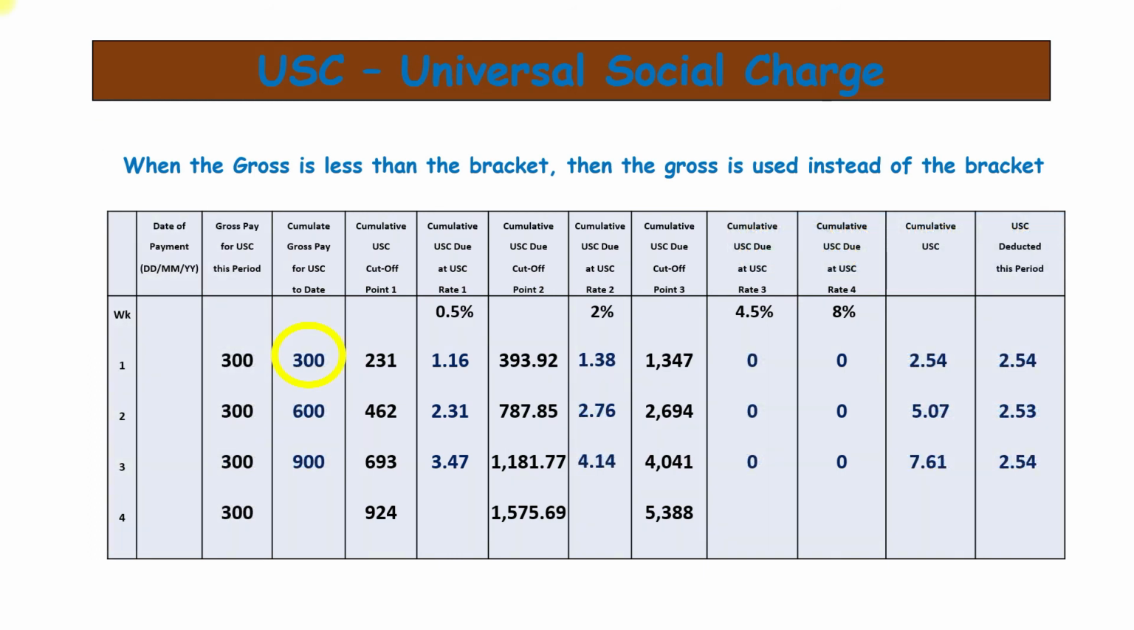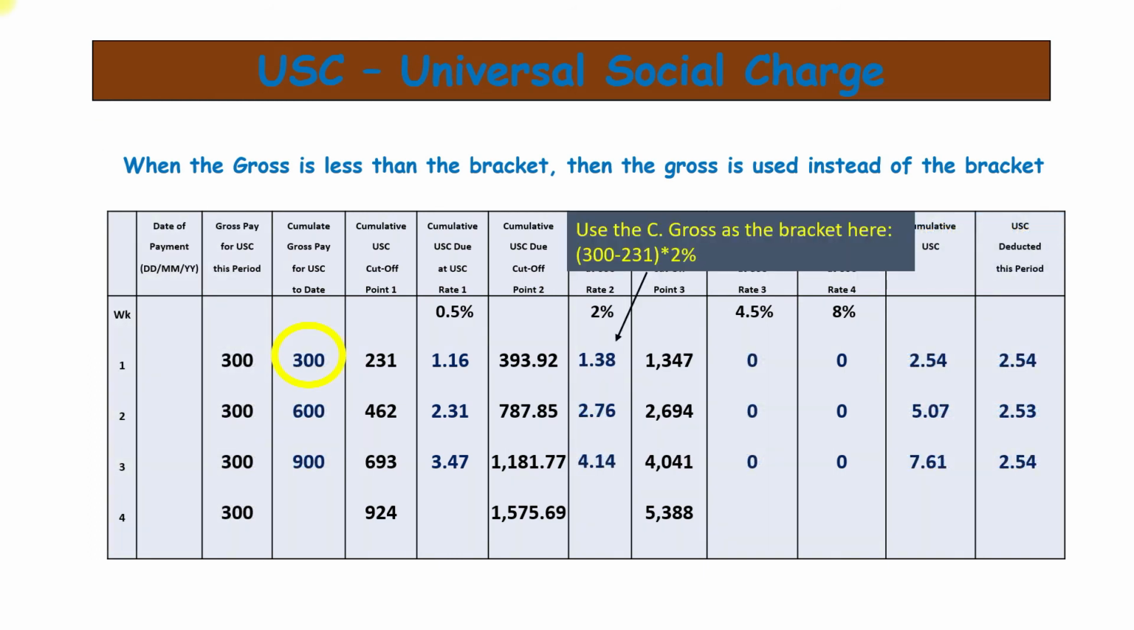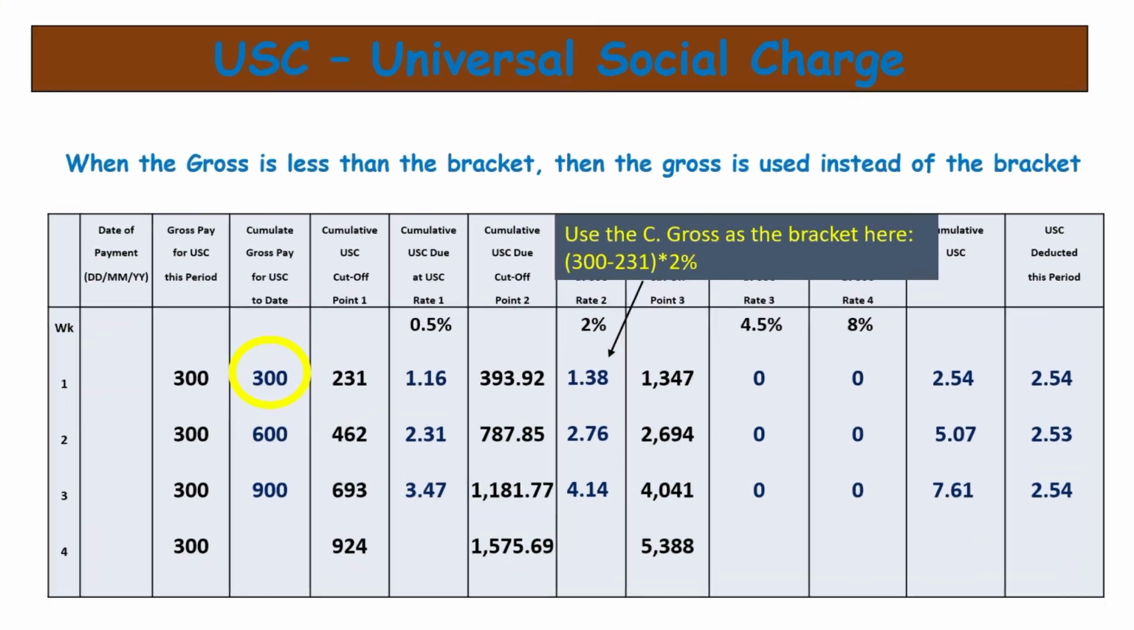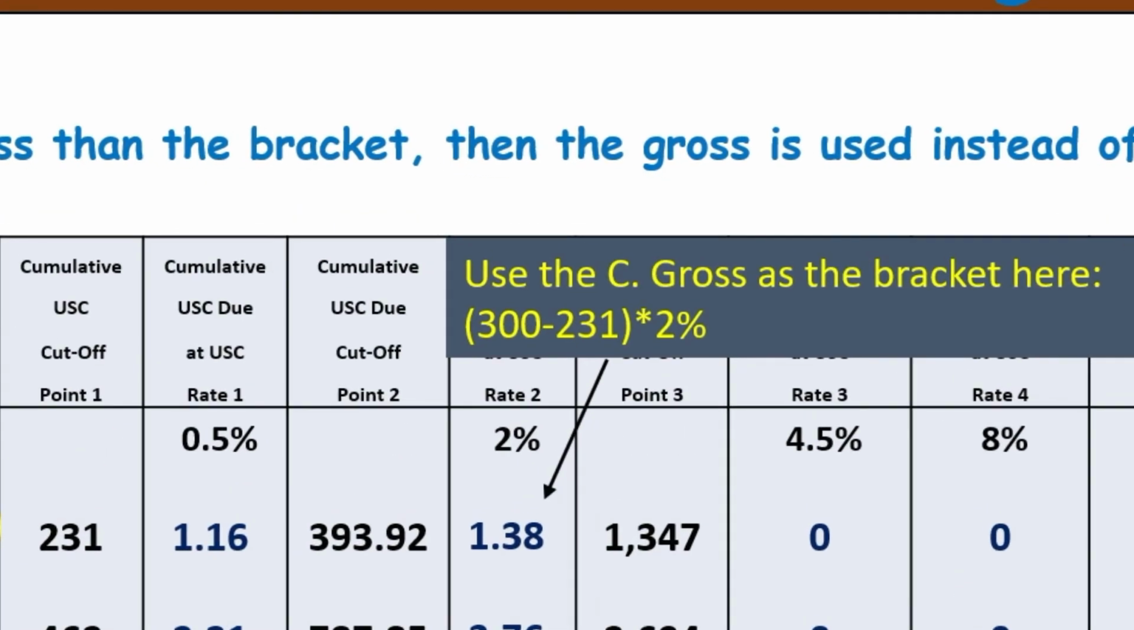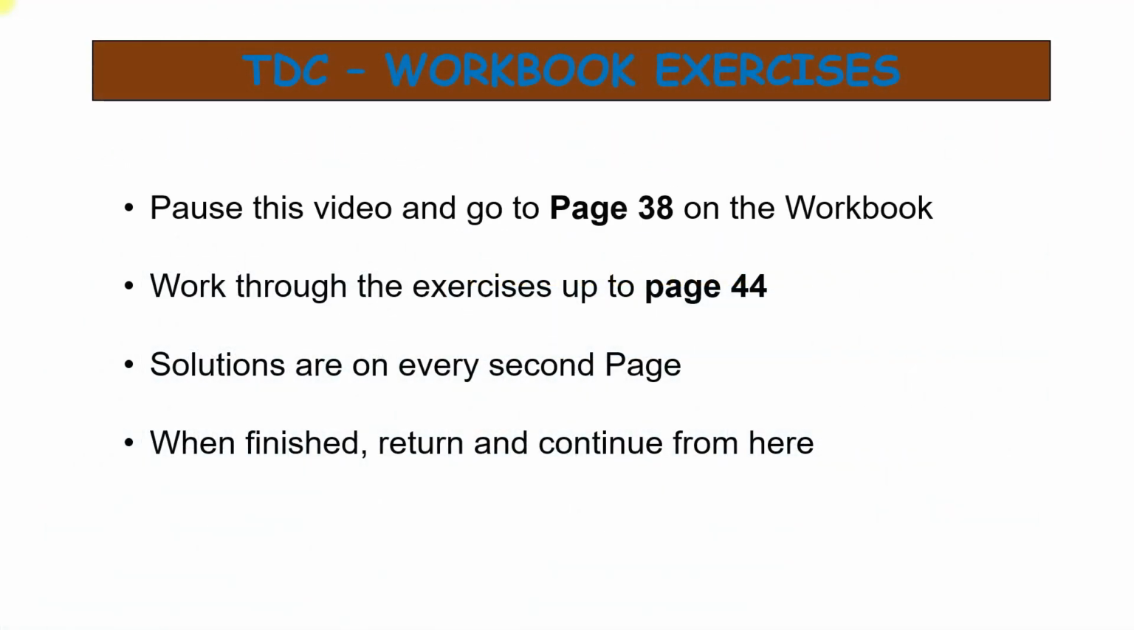In this example, the cumulative gross is less than the second cutoff point. We get 0.5% of 231 as usual, and then substitute the cumulative gross for the second cutoff point. So 300 minus 231 at 2% gives us 138. Take some time now to practice the USC calculations in your workbook.